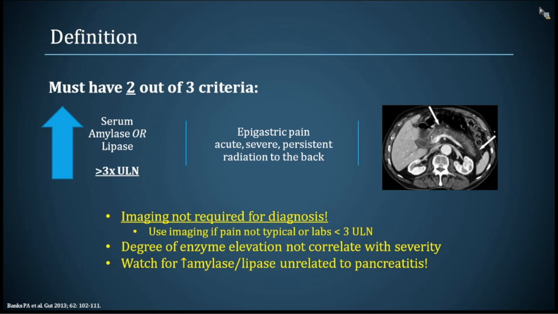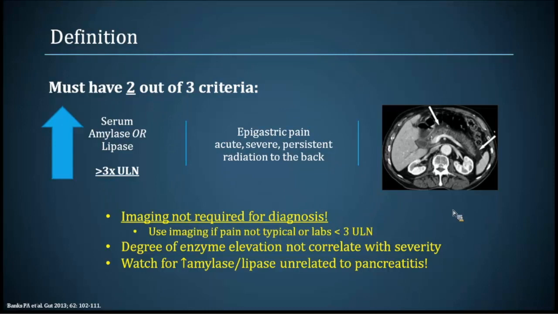Now, where does imaging come in handy in the acute diagnosis? Well, if you only have one of these other 2 criteria, so if the lipase isn't quite elevated enough, or if the pain is a little bit atypical, maybe it's been smoldering for a week, maybe it's not quite epigastric, then imaging can sort of cinch or nail that diagnosis.